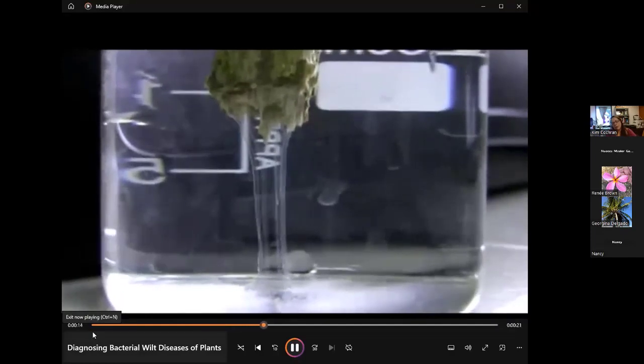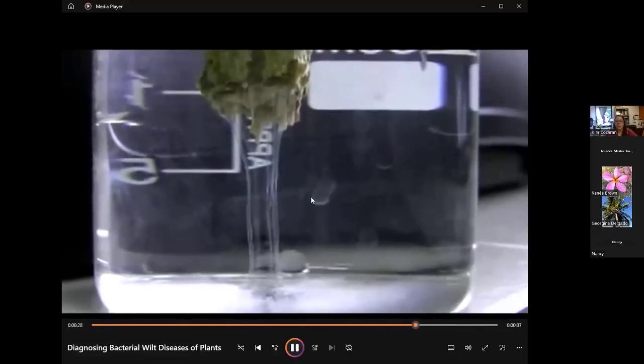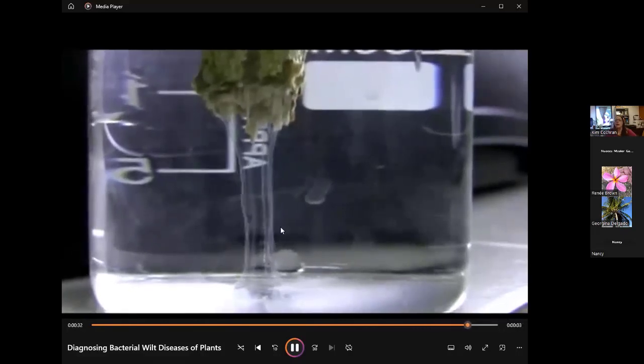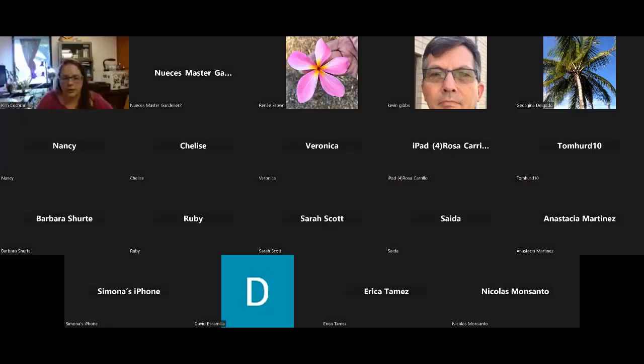Okay, excellent. All right, so this is real time. It's not sped up, and you can see these little tendrils of white goop coming out, and that's not a technical term, but it's bacterial streaming coming out from the stem. So it's super easy. It won't always look this dramatic. You might only have one or two little tendrils coming out, but it is visually obvious and doesn't require a lot of expertise and additional training.